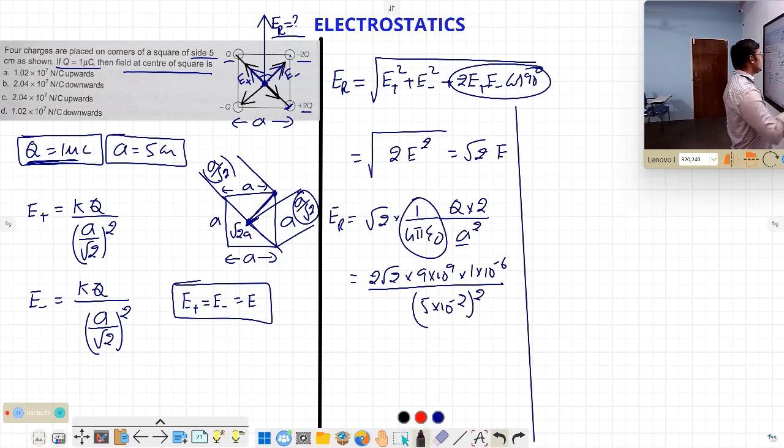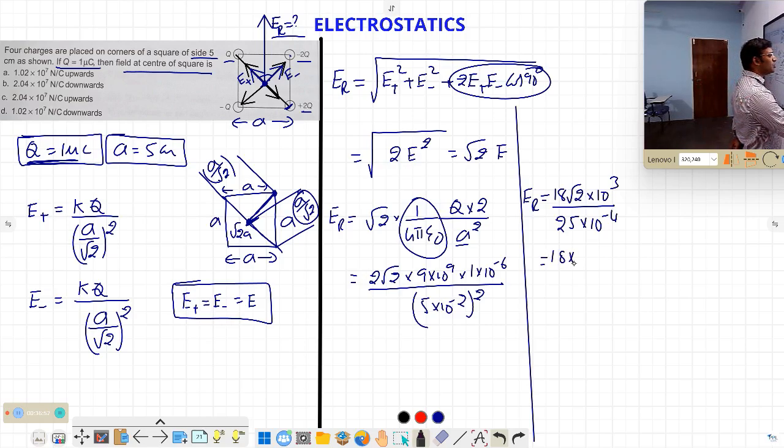So what is the value you are going to get? E R is equal to... first, to calculate this, in the numerator you get 18 root 2 into 10 cube, by 25 into 10 power minus 4. Here, plus 3 minus 4 means if it goes up it becomes plus. So 18 by 25, that means 18 into root 2, whose value I can write as 1.4, by 25 into 10 power plus 7. 10 power 7 you get.